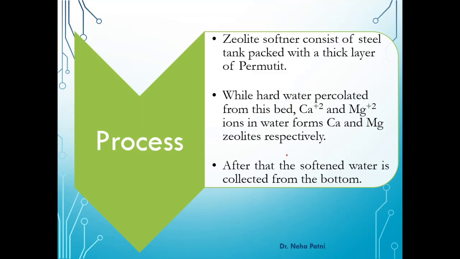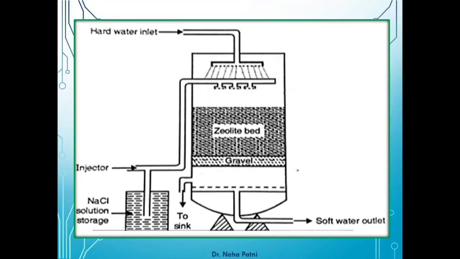Going to the process, you need to take a container which contains zeolite, and then you have to spray your hard water from the top, and you can get your soft water from the bottom. Let us see the process. Now the container looks like this. There is a zeolite bed which is coated on the bed of gravels.